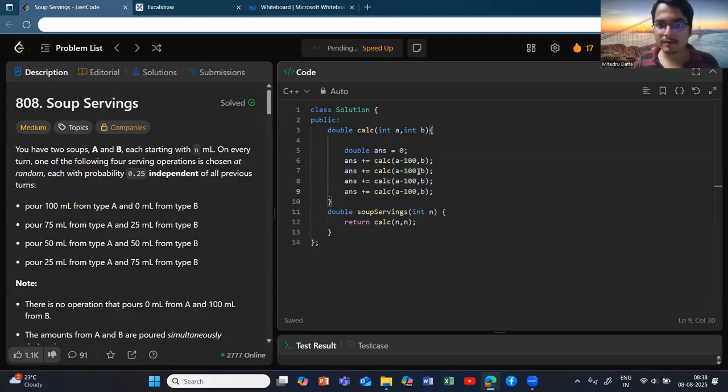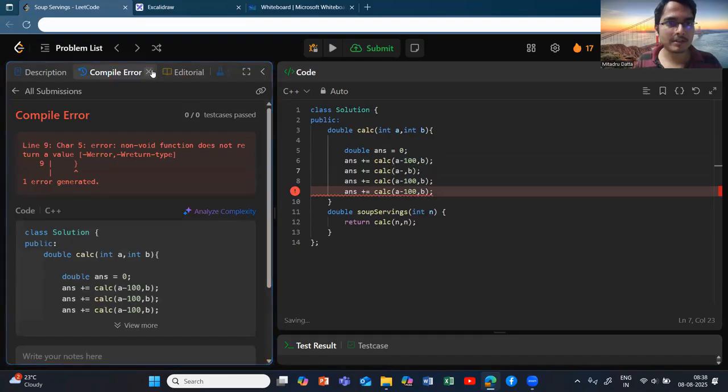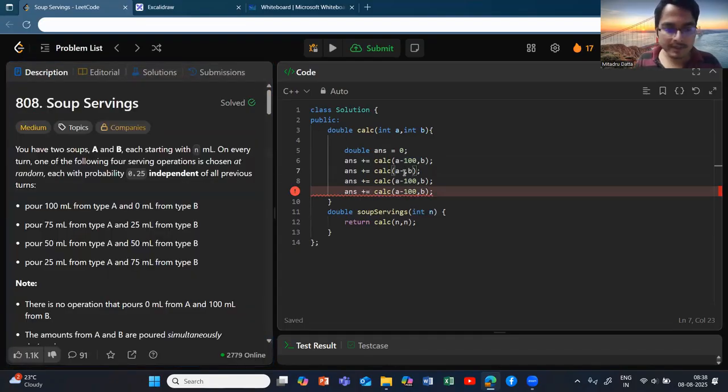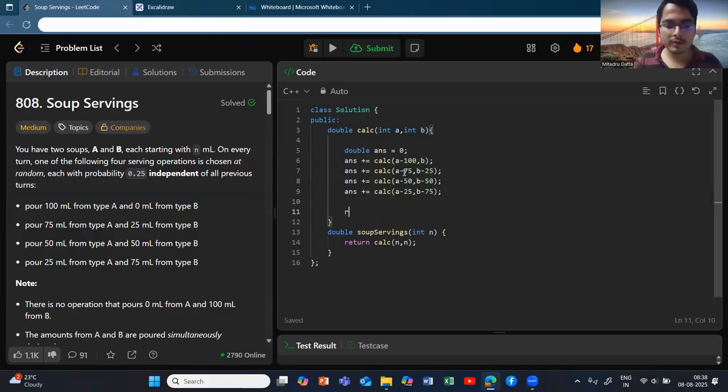The states will definitely get changed. A will reduce to 75, 25, this will be 50, 50, and you're just calculating things from the previous value of the state of recursion. So what you can do is return answer here. I hope you get this thing easily.